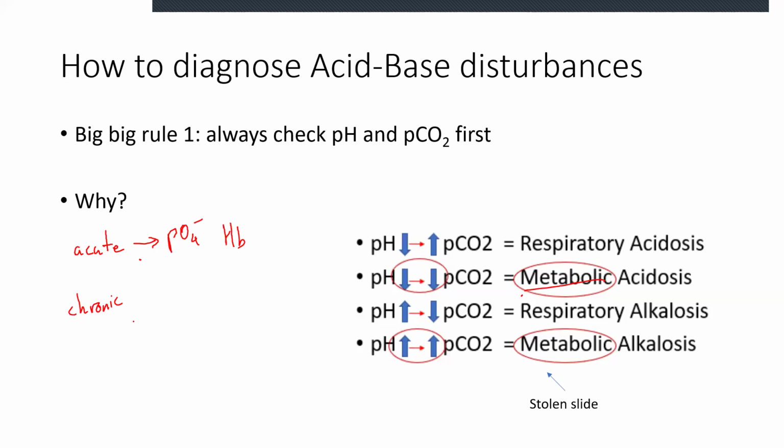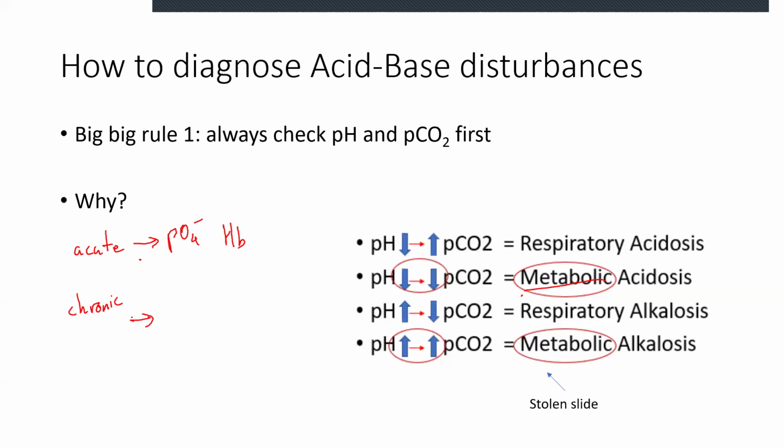Okay, and then we have chronic, which is sort of the delayed response. This is where your kidneys start to kick in and will try to secrete hydrogen and reabsorb bicarbonate to sort of regulate the levels.